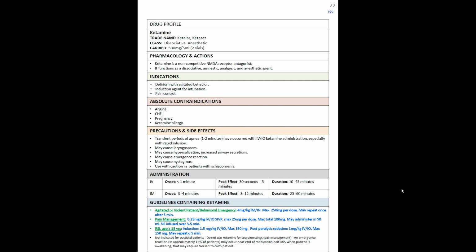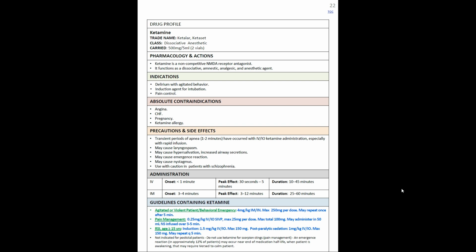It is also an amnestic, and an amnestic is just dealing with or pertaining to memory loss. It is an anesthetic, producing anesthesia, which is basically the loss of sensation or awareness of unconsciousness. And it is an analgesic, which can be used to treat pain at low doses. So it does function as those 4 things: a dissociative, an amnestic, an analgesic, and an anesthetic agent. We use this for delirium with agitated behavior, an induction for intubation, and for pain control.